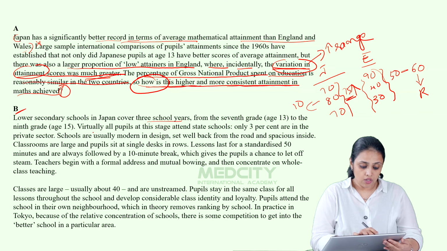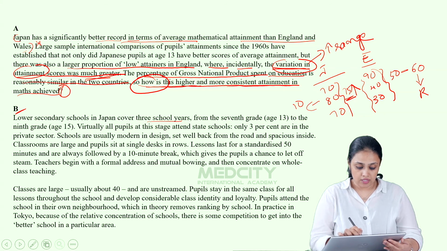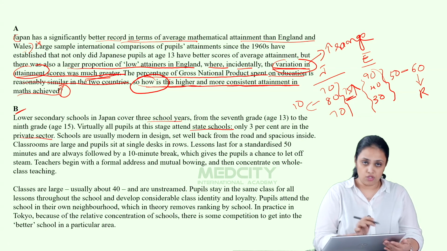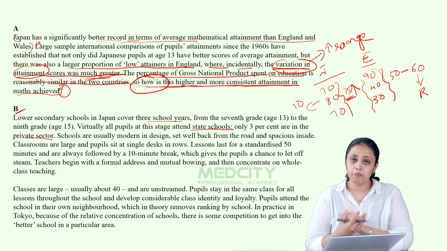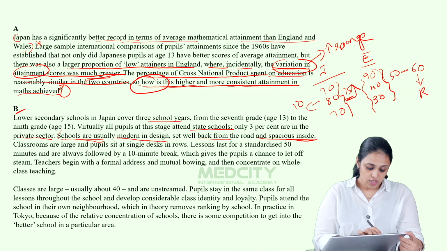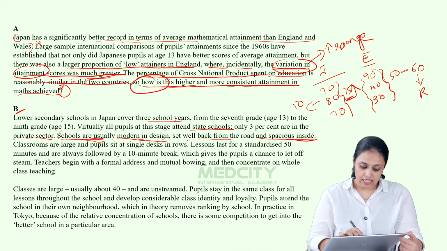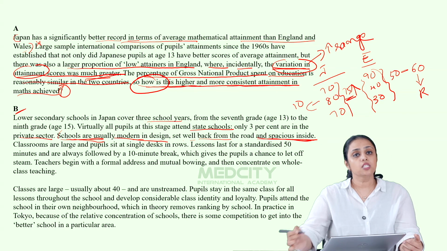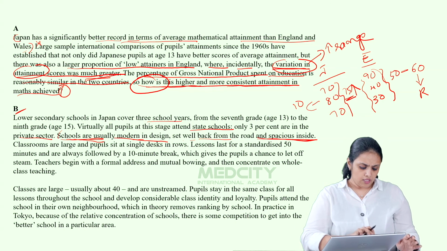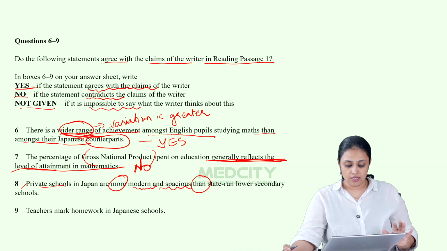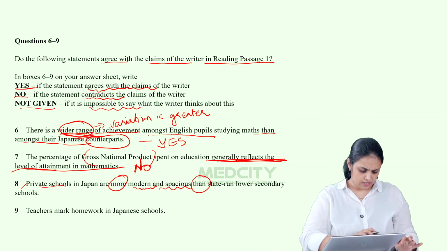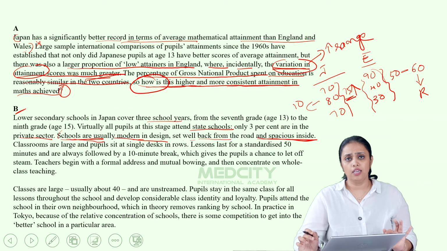to the 9th grade. Virtually all pupils at this stage attend state schools. Only 3% are in the private sector. So they have referenced there the state or government schools and private schools in the private sector. Here you can see schools are usually modern in design, set well back from the road and spacious inside. But the question says that private schools in Japan are more modern and spacious than state-run schools. But is there any such comparison in the passage?